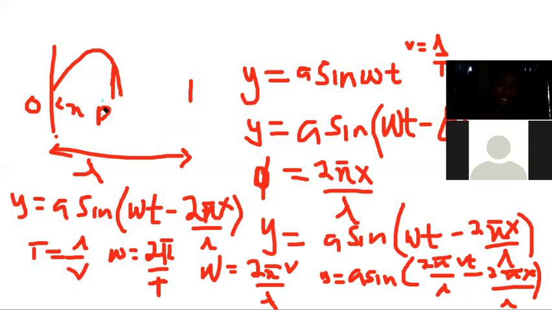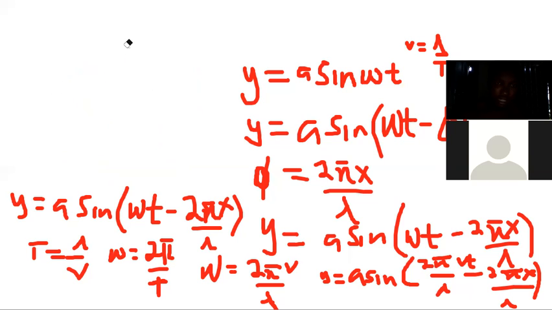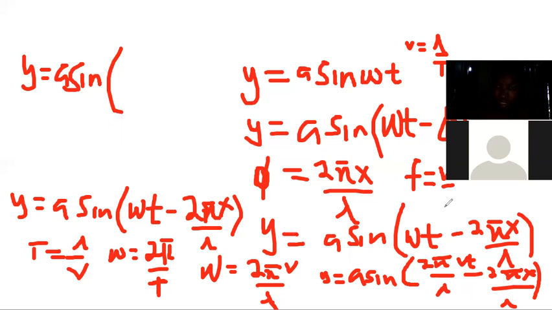We can also rewrite this. We can also write y is equal to a sine... You know that v all over this is also equal to f. F can also be equal to v all over omega. So in place of that, we can factor f in here. So we can also write 2 pi ft, 2 pi ft minus 2 pi x all over wavelength.